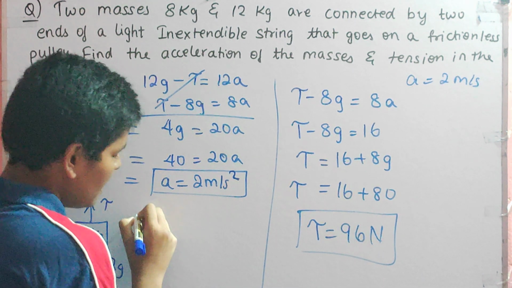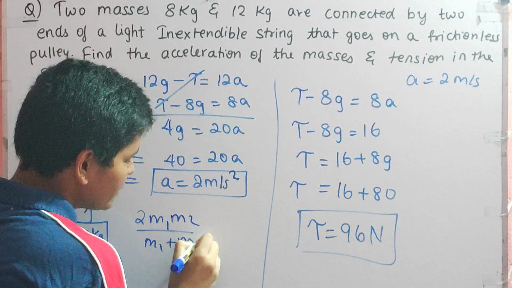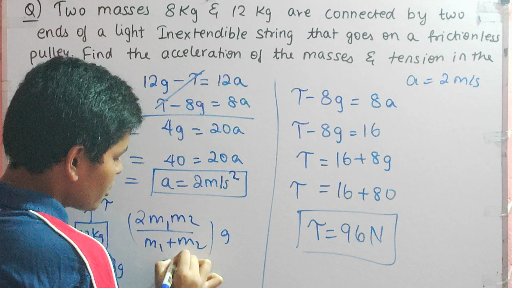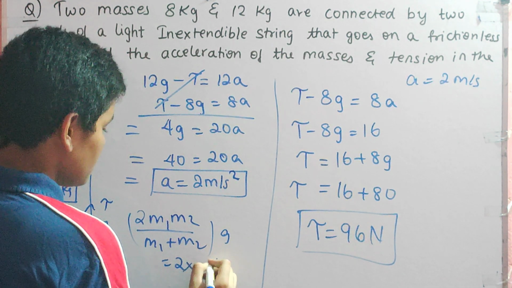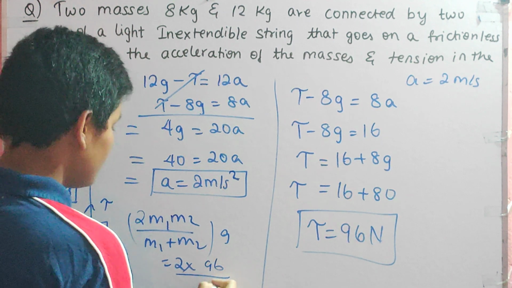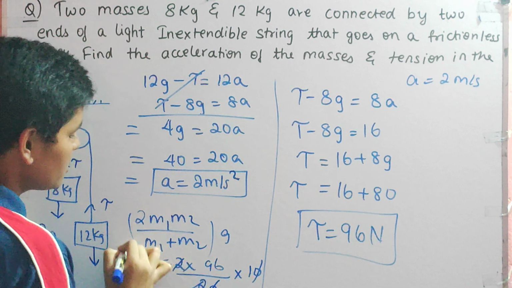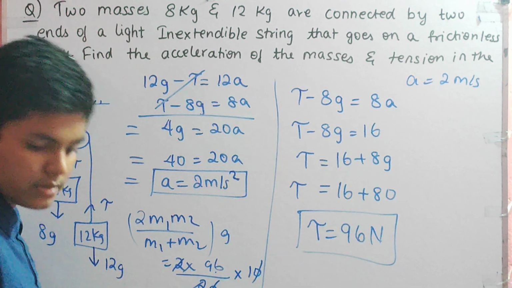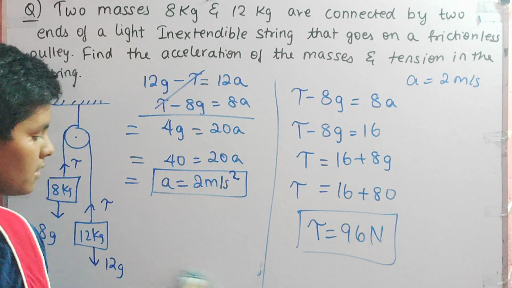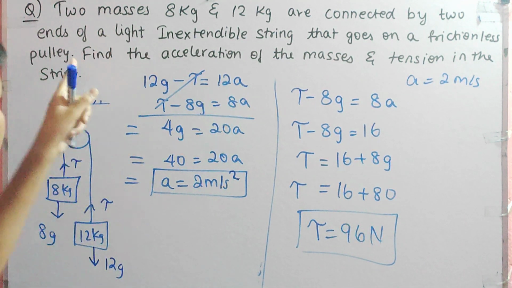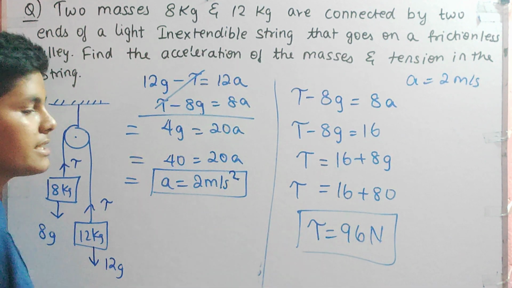Also we can use that formula, 2 m1 m2 by m1 plus m2 into g. 2 into m1 m2, 12 and 8, 96 by 12 plus 8, 20, into 10, which gives 2. Then also tension is equal to 96. So you have multiple ways of finding the same thing. Here they have given to find the acceleration of masses and tension. So acceleration is 2 meter per second square and tension is 96.